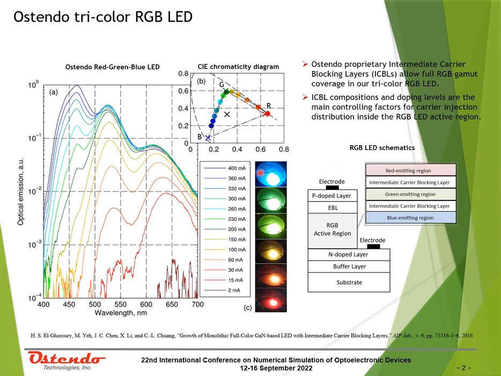With increased injection current, the LED changes emission from red to green to blue. Correspondingly, the LED layout includes red, green, and blue color emitting regions. Different color emitting regions are separated by standard proprietary intermediate carrier blocking layers, which provide means to control carrier injection distribution across the active region.